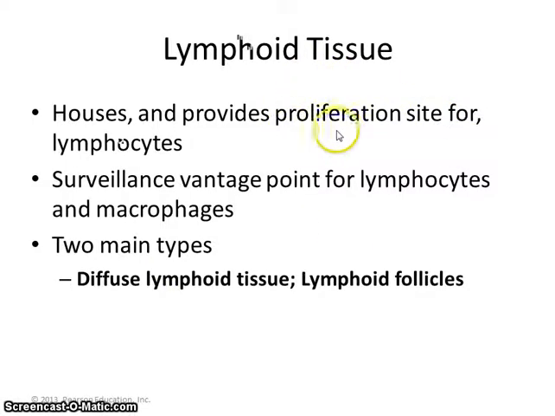What proliferation means is a place where the cells can divide, and once specific B cells and T cells get activated, they go through multiple divisions so that those cells that are active can fight different immune responses. And it acts as a surveillance vantage point.